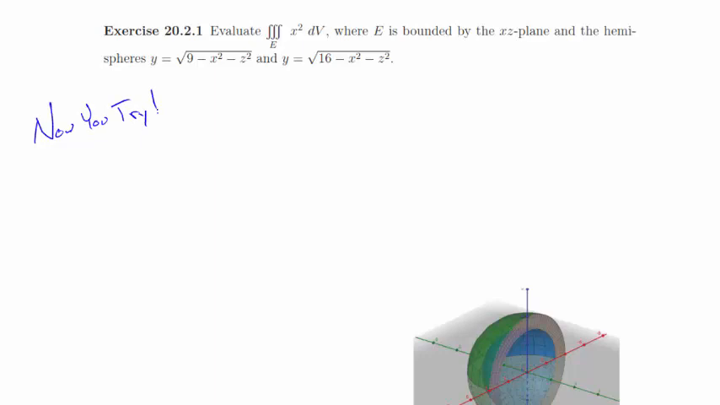It says evaluate the triple integral over the region E of x squared dV, where E is bounded by the xz plane and the hemispheres y equals the square root of 9 minus x squared minus z squared, and y equals the square root of 16 minus x squared minus z squared. Go ahead and pause the video, work through this on your own, and then come back and I will work through the solution with you in just a few moments.